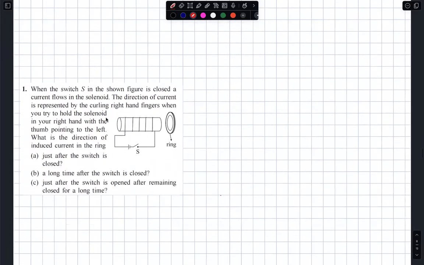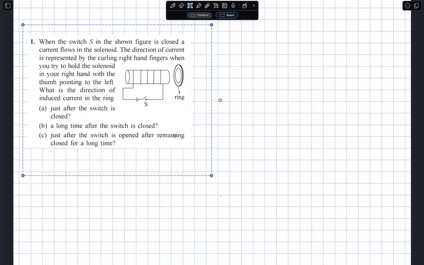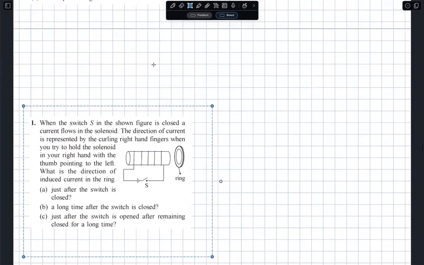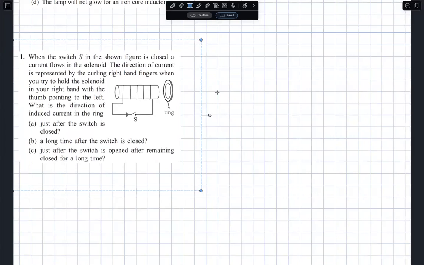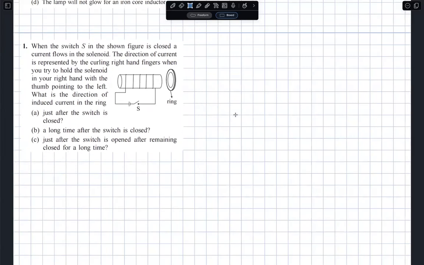Next, a similar question you have. Right. Try to answer this. Everyone try to answer this.